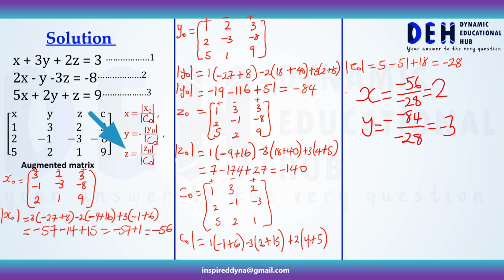To find z, you use this formula. Z is equals to z naught determinant over c naught determinant. So you now have minus 140 divided by minus 28, and that will give us 5. So we can see here that x is equals to 2, y is equals to minus 30, and z is equals to 5 as well. So we are going to use other methods to solve this.